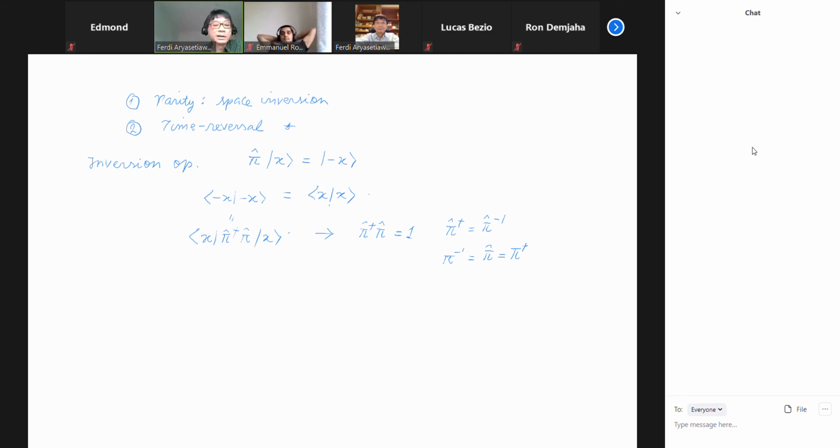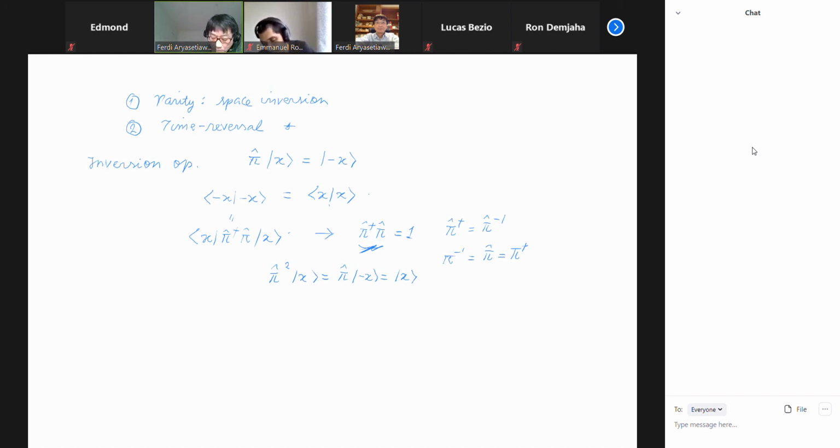We can see this by applying the inversion operator twice. So pi squared is equal to 1, and so that implies that, if we make a comparison with this, pi dagger must be equal to pi to the minus 1. Okay, so those are some basic properties.